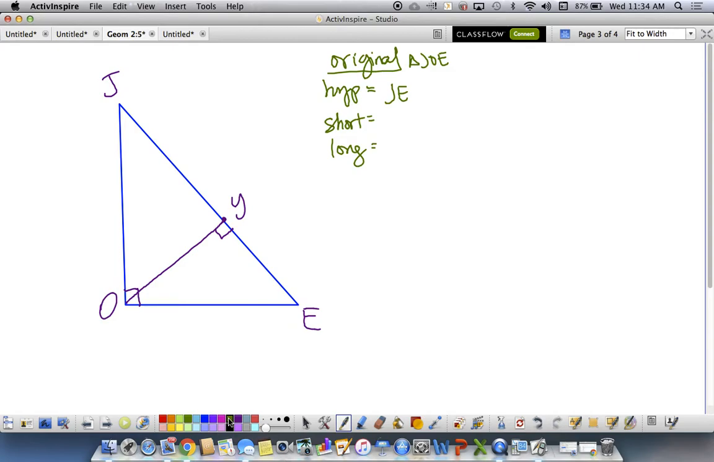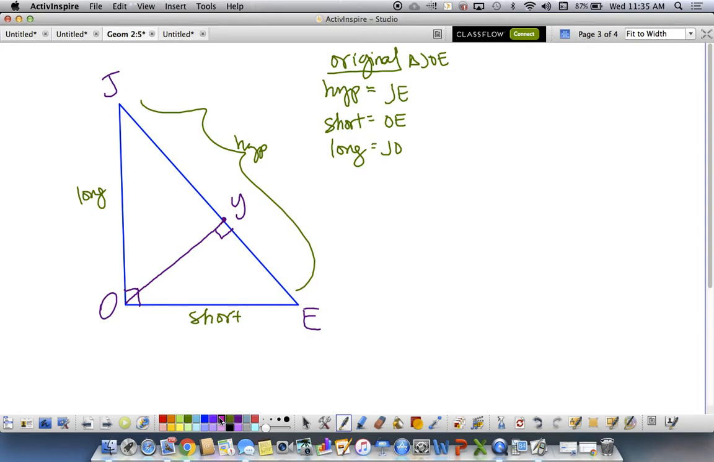So the short leg for Joe would be O to E. I probably should have lines above them, but what is the long leg? J to O. Okay, so I'm even going to write, this is the long leg, this is the short leg, and this total thing is the hypotenuse. Didn't need the whole thing, but somebody got confused. Maybe I'll just put out the parentheses.